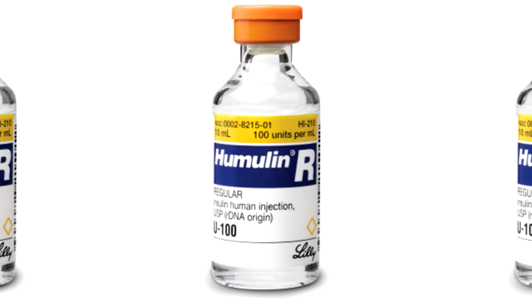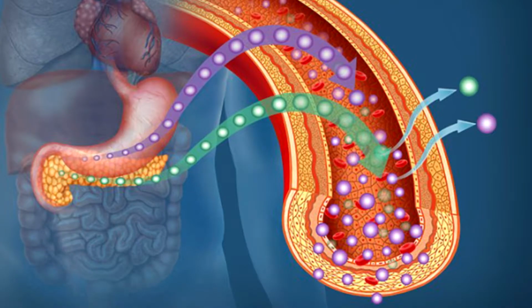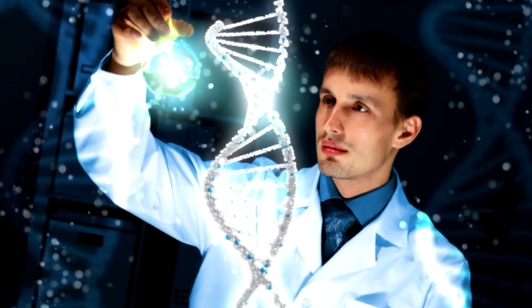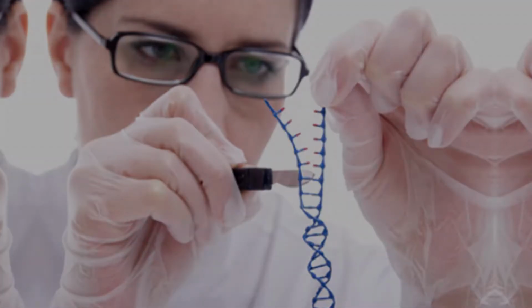Humulin, a medication used for diabetics, is created with genetically modified bacteria. Humulin can be given to diabetic patients who lack the insulin they need. Now, how they do this is scientists figured out which section of our DNA codes for insulin, and they also found certain enzymes that can cut that gene out.